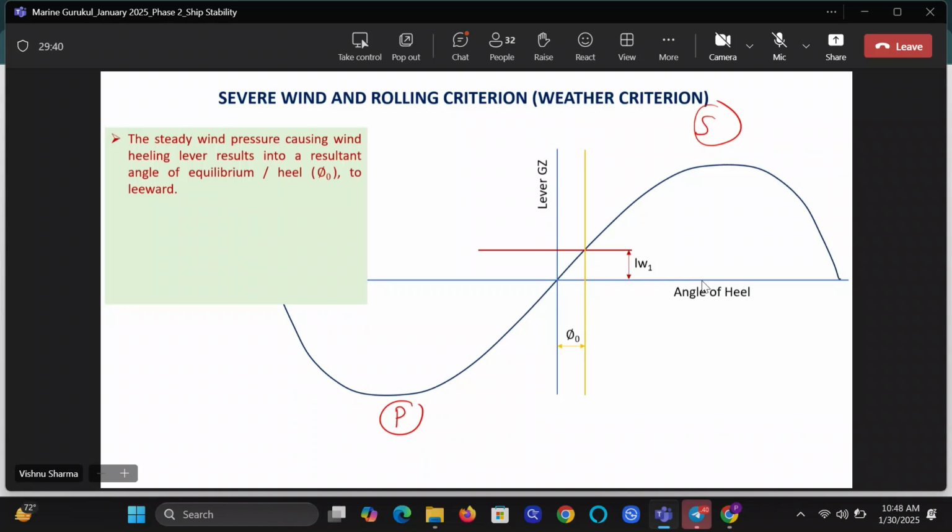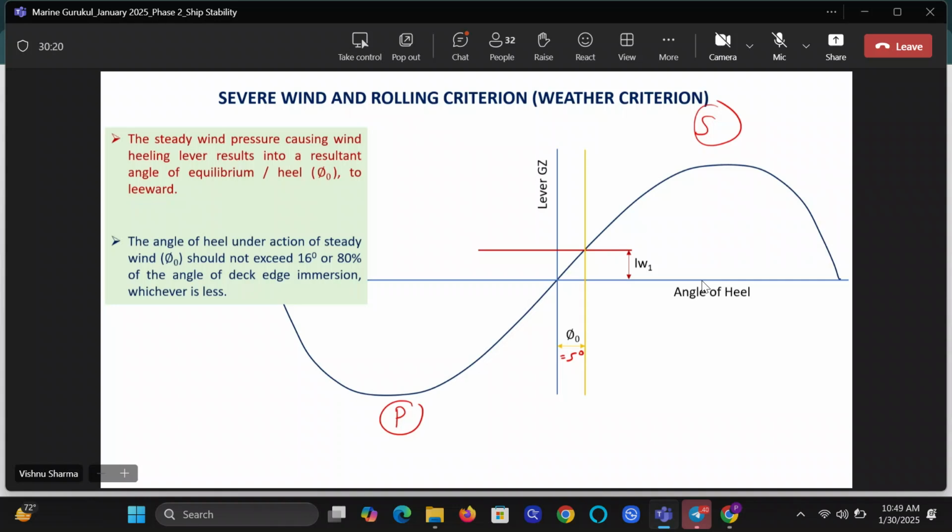Now here there is a check. Whatever you get from here, let us say I get it 5 degrees. There is a check here. IMO does not want this phi 0 to be more than 16 degrees or 80% of angle of deck immersion. The angle of heel under the action of steady wind should not exceed 16 degrees or 80% of angle of deck immersion, whichever is lesser. So if the vessel is heeling more than what is permitted, you are failing the compliance. You'll have to make amendments.